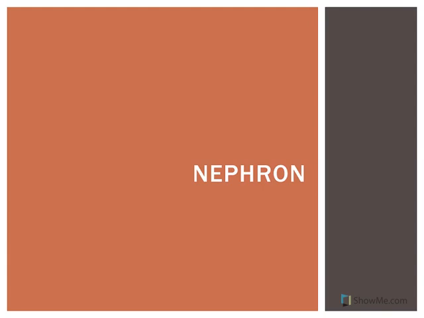This webinar is going to cover the anatomy of the nephron. The nephron is the functional unit of the kidneys, and you have millions of nephrons in each of your kidneys.